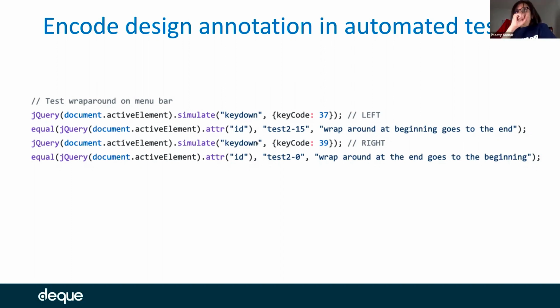So you can get the active element and simulate the keystroke, key down stroke, and then you can go through and see if the active element actually does the right keyboard behavior. Again, these are tests that can be written custom for your widget. This is for our component.